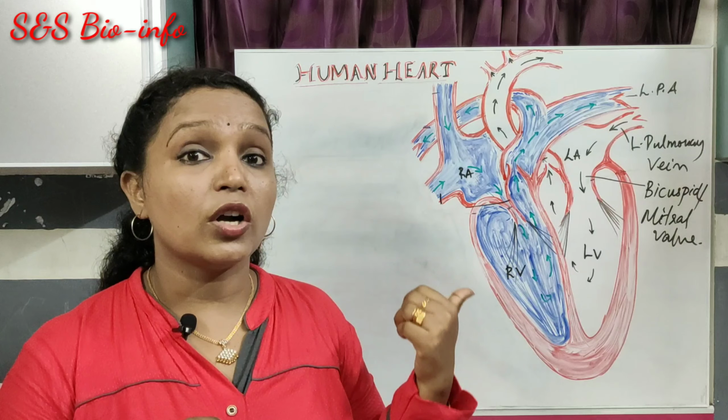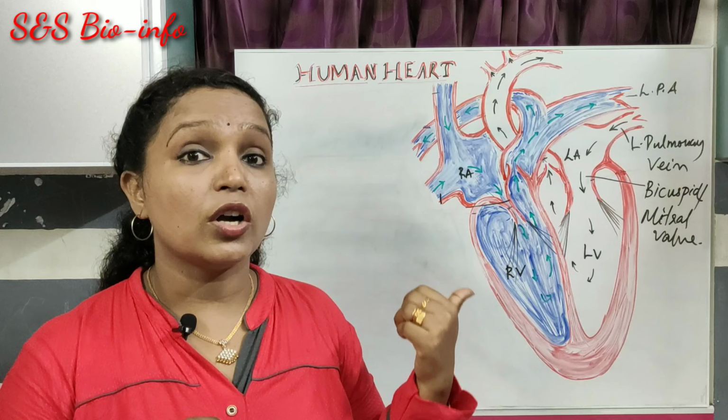First of all, let's understand the position of the heart. Our heart is the vital organ of the body. It is located near the left lung in the thoracic cavity. It is protected by a specific membrane called pericardium. Pericardium is a double membranous structure. It has pericardial fluid which protects the heart from external shocks and injuries.